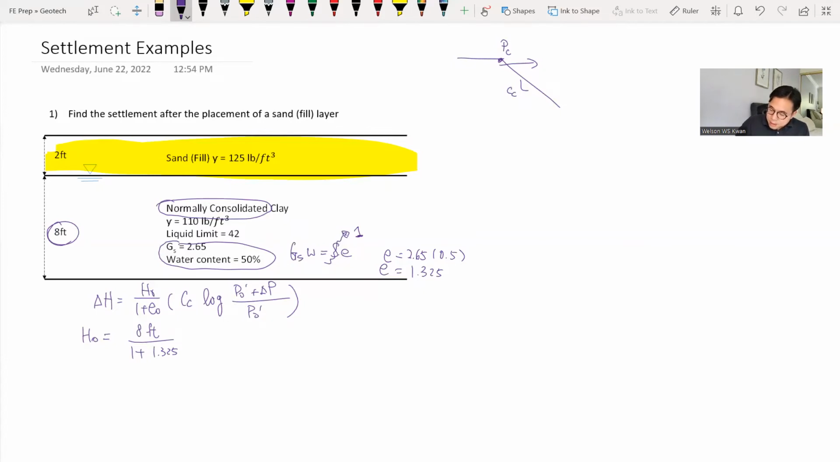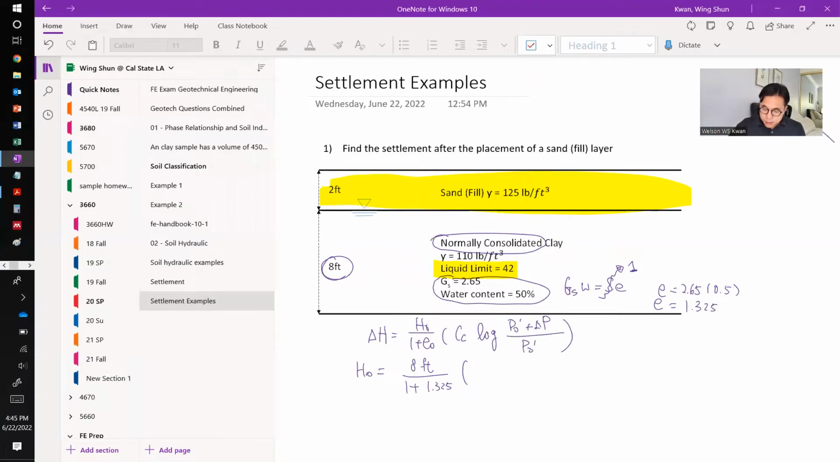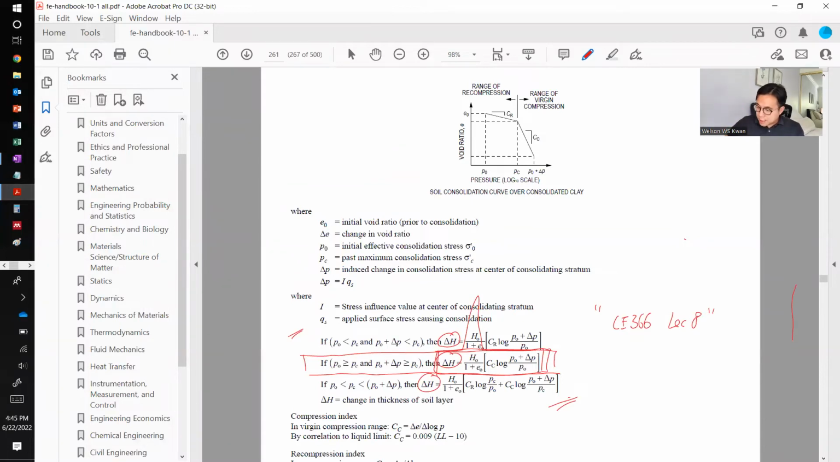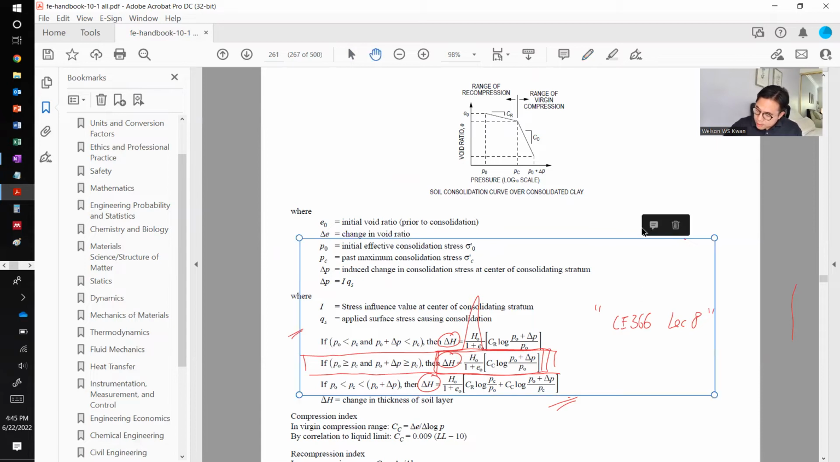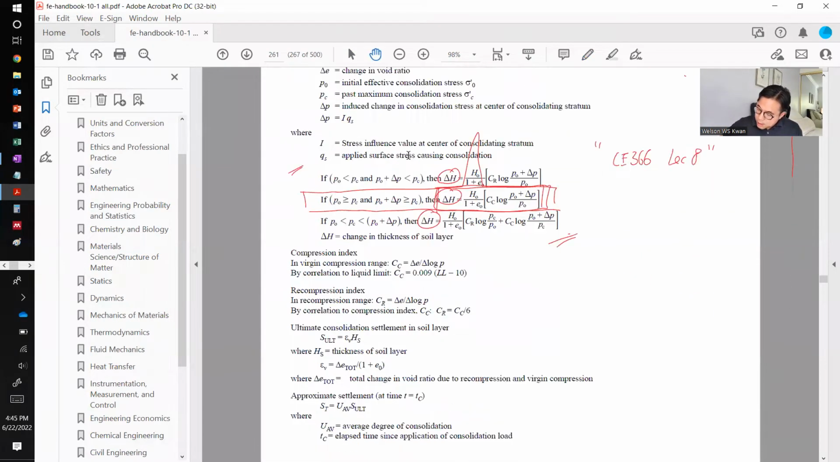And the next is C sub C. C sub C is not given again, but you realize the question gives you the liquid limit. So you need to recognize this in the FE manual. It's always good to study your FE manual before the exam to prepare yourself. Remember, in the FE manual there are two equations that are quite handy for C sub C and C sub R. C sub C is the compression index, C sub R is the recompression index. For C sub C, it's just this equation right here; it correlates with the liquid limit. So whenever you have settlement problems asking how much, and you're given the liquid limit, pretty much that gives you a hint.